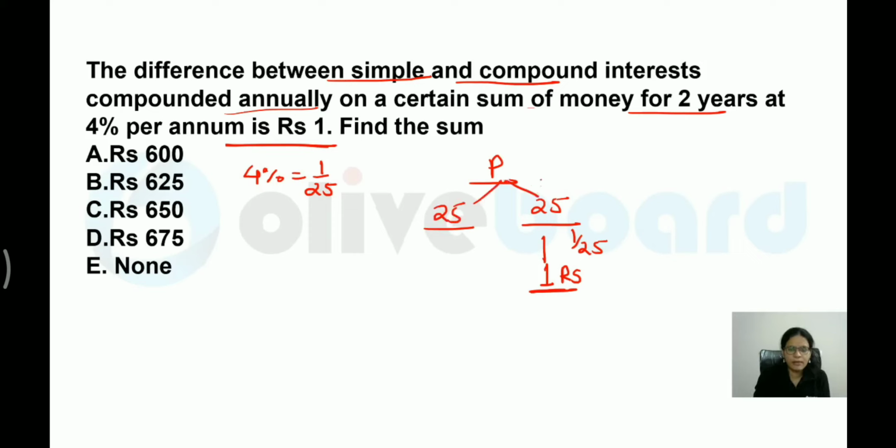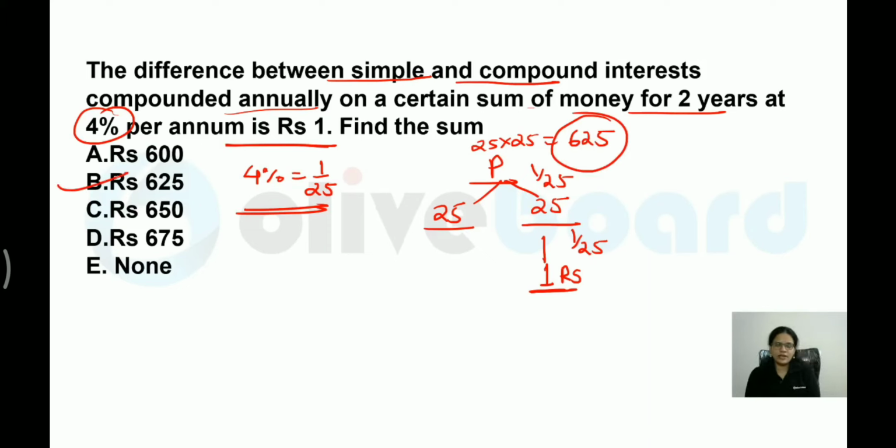Again you are going back, so for the rate you have to write 1 by 25. Why am I writing 1 by 25? Because 4% is 1 by 25. So this value will become 25 into 25, which is nothing but 625 rupees. So this is my value of principal over here. I hope the concept of the tree diagram in case of difference is clear from this.